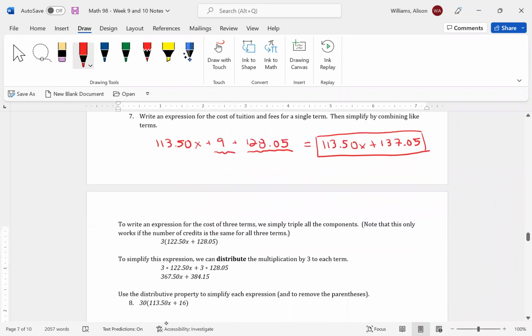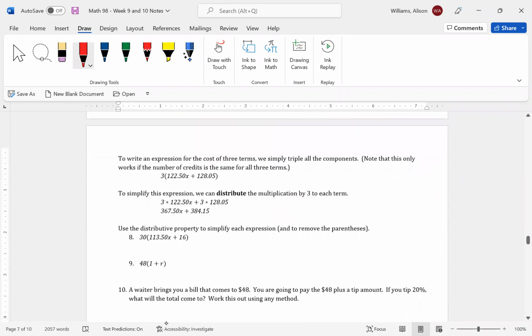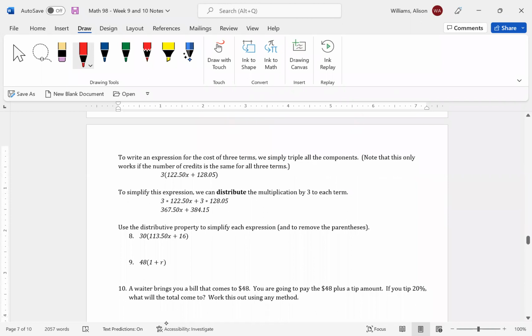Okay, now they are going to introduce a new concept. Let's say we want to have 3 terms. So I'm going to multiply that expression I just created by 3, as you can see there. But what that does is it introduces a concept called distribution. We can distribute the 3 to each term. So what they're doing is they're taking this 3 here and they are multiplying it by the first term and the second term. That's what they're indicating right here. 3 times 122.5 and 3 times 128.05.